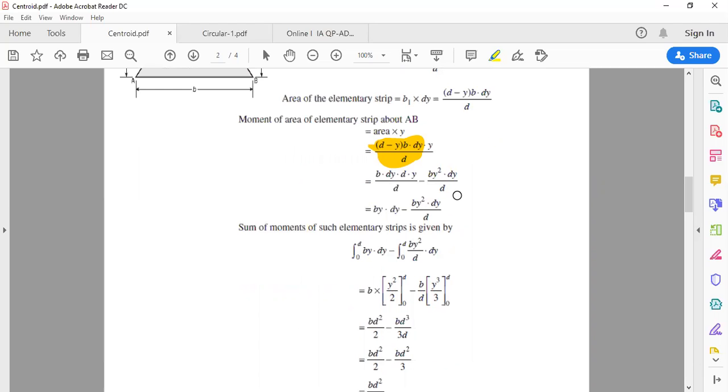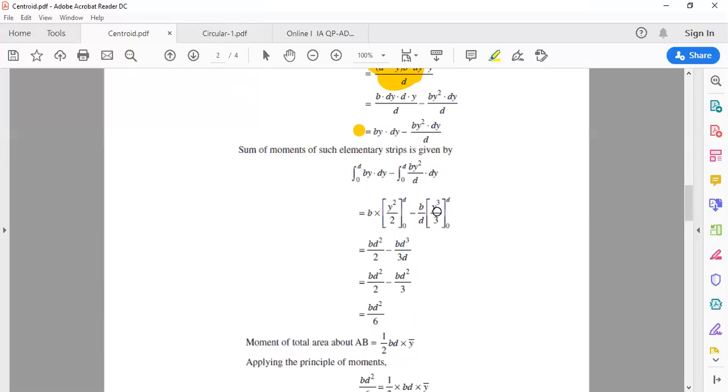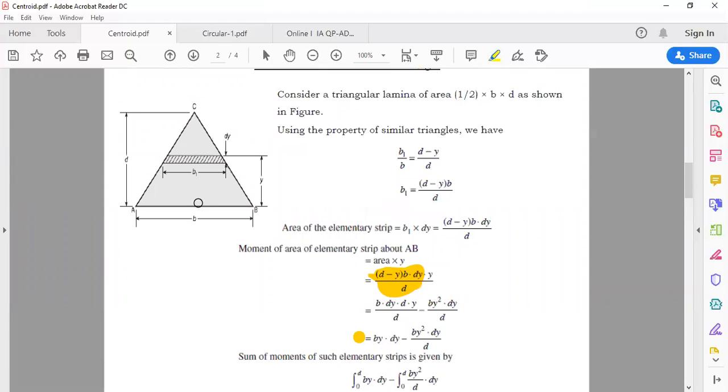So what is this? This is the moment of area of the strip. Now next, what you are going to do? You are going to sum the moment of these elements. So such elements put together will give you the moment of area of this whole triangle.